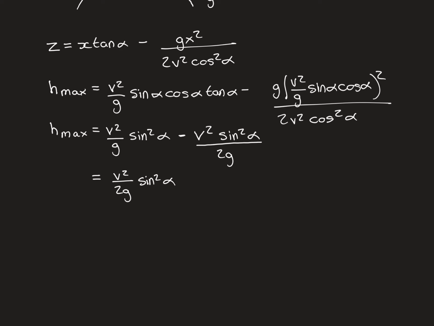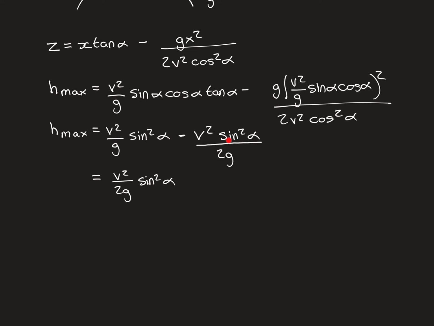So this thing squared is going to give us v to the power of 4, but then that's going to cancel with the v squared to yield just v squared. And then we're going to get over g squared, but that g squared is going to cancel with this g to just yield over g. The 2 comes from this bit here. Then we've got sine squared alpha times cos squared alpha. The cos squared alpha cancels with this cos squared alpha, so you just end up with the sine squared alpha here.